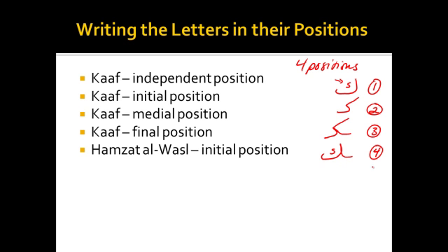Now the Hamzat al-Wasl will be in the independent position, or the initial position, excuse me. So the Hamzat al-Wasl will look like this in the independent position, and in the initial position will look like that. This actually looks a little bit like a sod over the alif. Okay, now let's write these letters together.